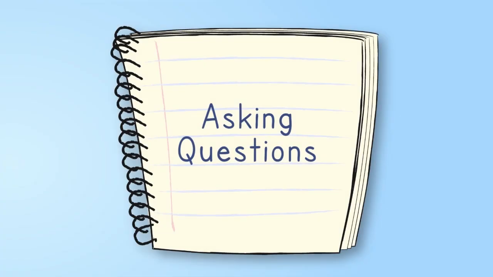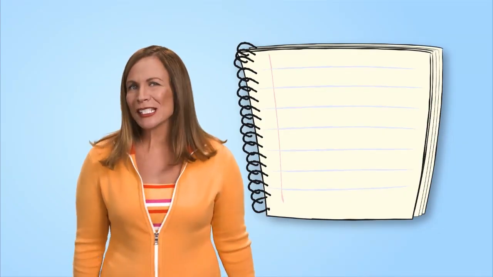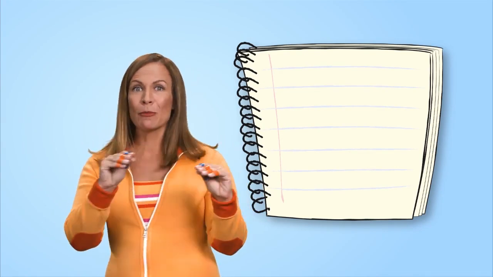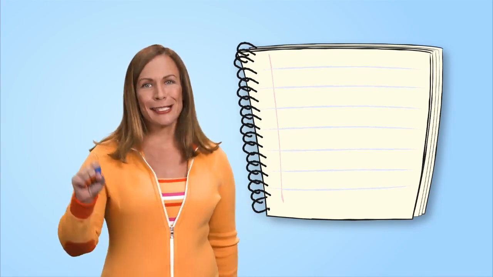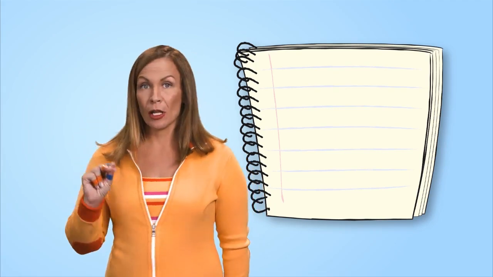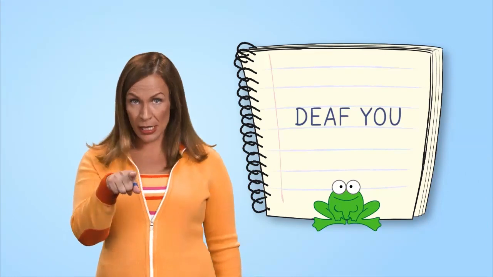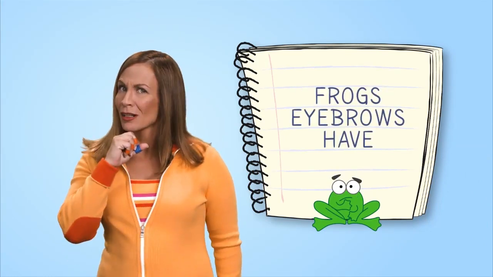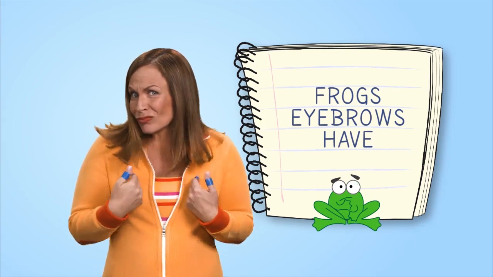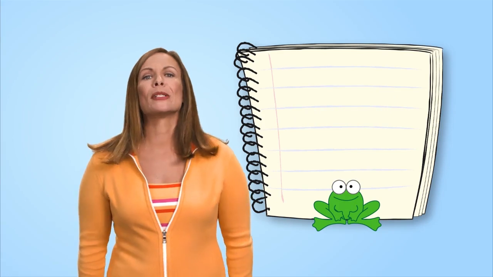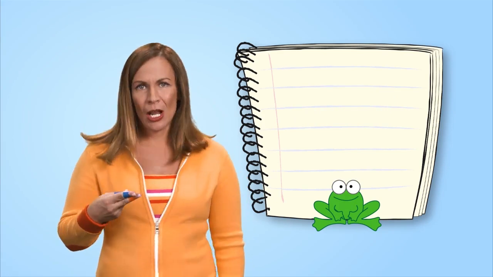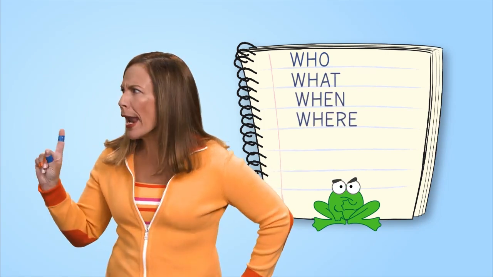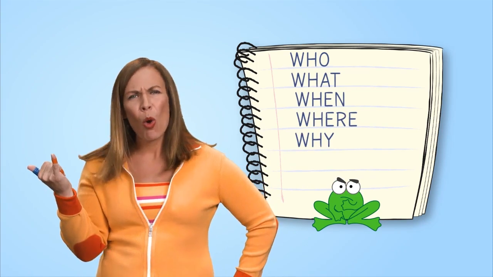Asking questions. ASL isn't just about signing with your hands. Your facial expressions and body movements are also important. When asking a yes or no question, your eyebrows are up. Deaf you? You name Hopkins? Your eyebrows furrow or go down when asking a WH question, like who, what, when, where, why, or how.